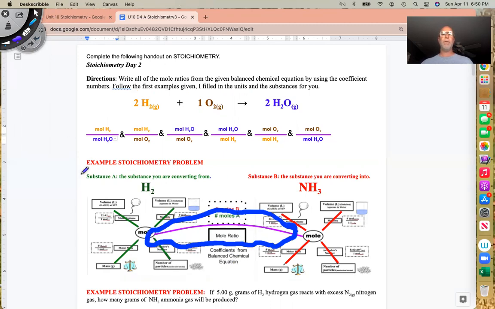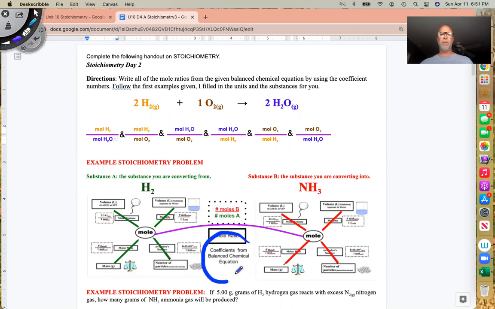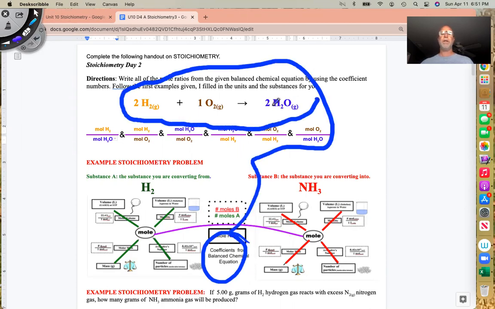Where do we get the mole ratio? What does the mole ratio come from? It comes from the balanced chemical equation. What's the balanced chemical equation? Oh man, what a horrible line. This, ladies and gentlemen, is the balanced chemical equation. We worked on those before. And those mole ratios are going to be right here.